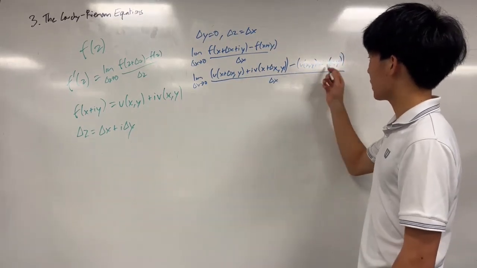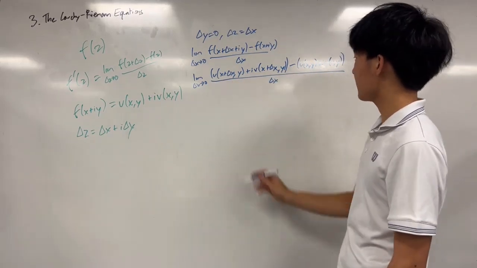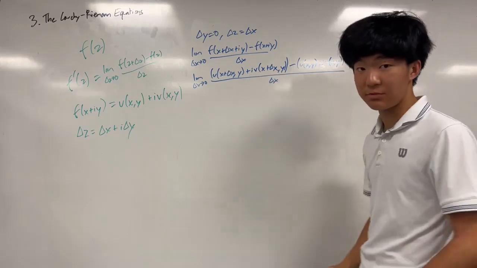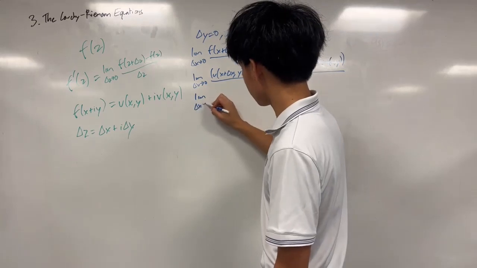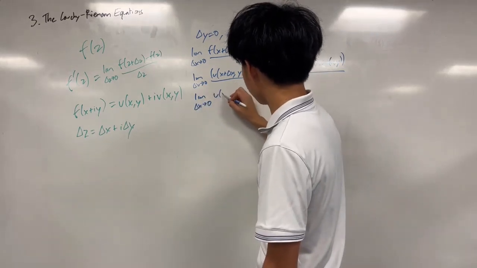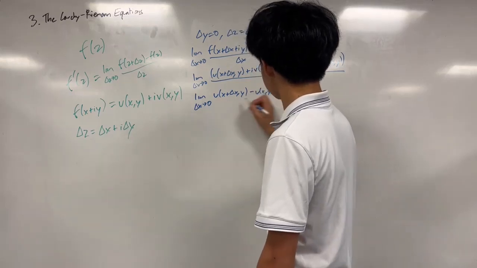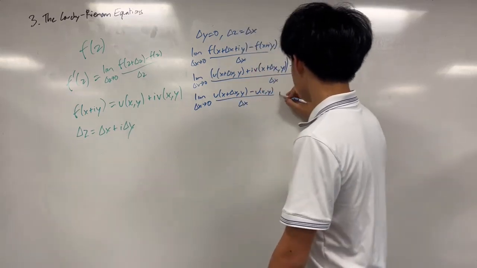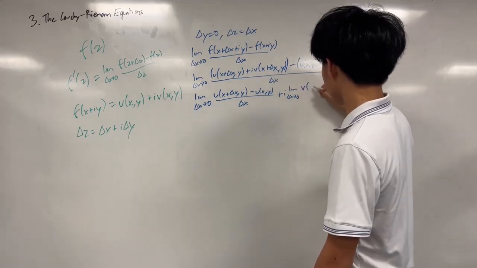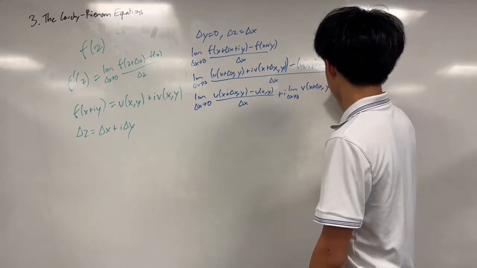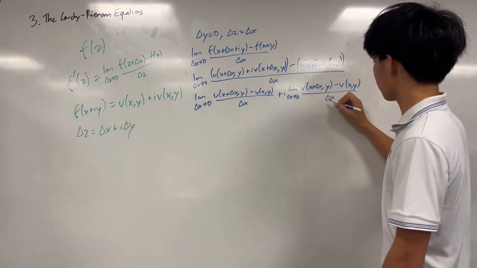So then, we can break open the parentheses, move the u and v terms together, split the limit, and then factor out the i from the v term to get this whole thing equals the limit as delta x goes to 0 of u of x plus delta x, y minus u of x and y over delta x, plus i times the limit as delta x goes to 0 of v of x plus delta x, y minus v of x and y over delta x.